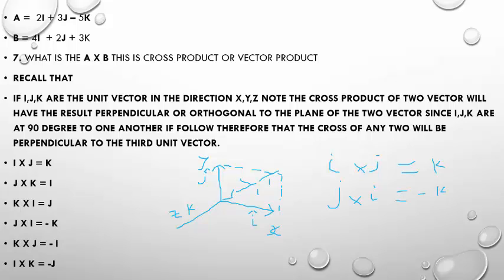So if you are going anti-clockwise, your answer will be positive. If you are going clockwise, your answer will be negative. So if I say j cross i, that's clockwise, that will be minus k. k cross j, that's still clockwise. j cross k is still clockwise, minus i. Then i cross k, that's still clockwise. i cross k, that will be minus j. But if I'm going anti-clockwise, i cross j will be k, then j cross k will be i, then k cross i will be j.